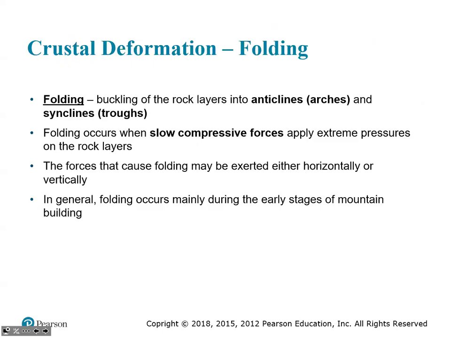This folding occurs when slow compressive forces apply extreme pressures on the rock layers, and the forces that cause folding can be exerted either horizontally or vertically. Mostly we're going to talk about horizontal forces. And in general, folding is something that happens in the early stages of mountain building. Things fold first, and then later you start to get these large faults, where the forces build up too much for brittle transformations to occur.